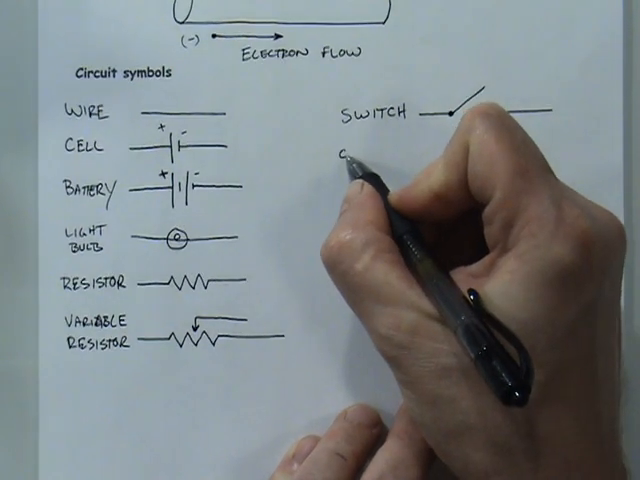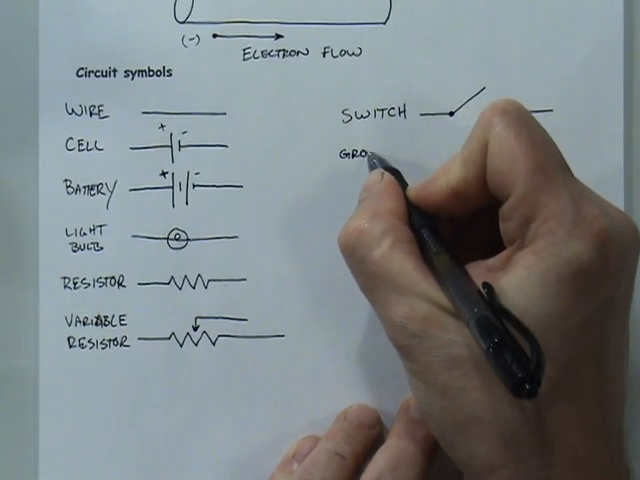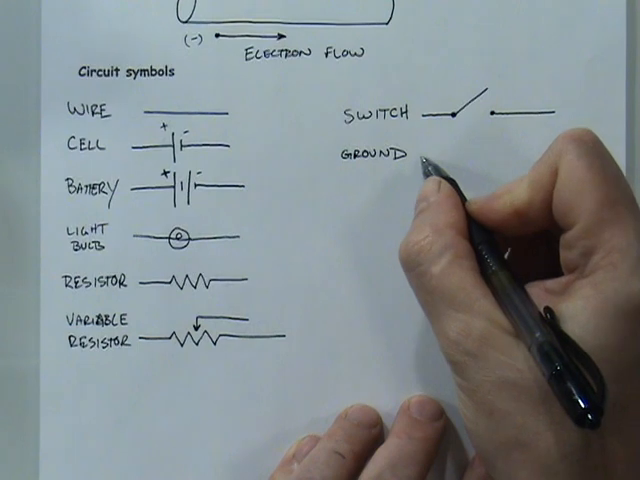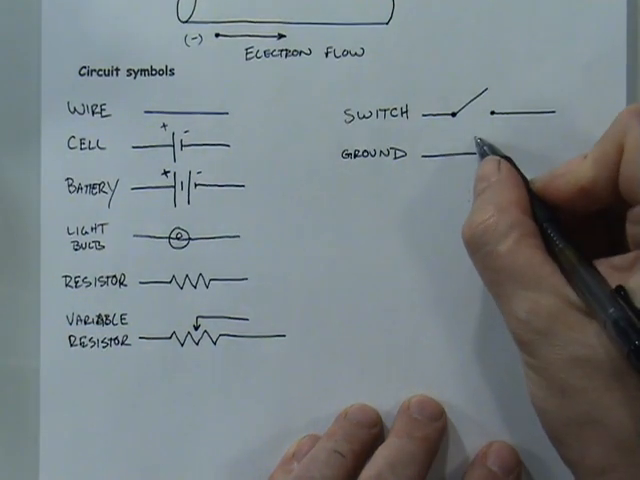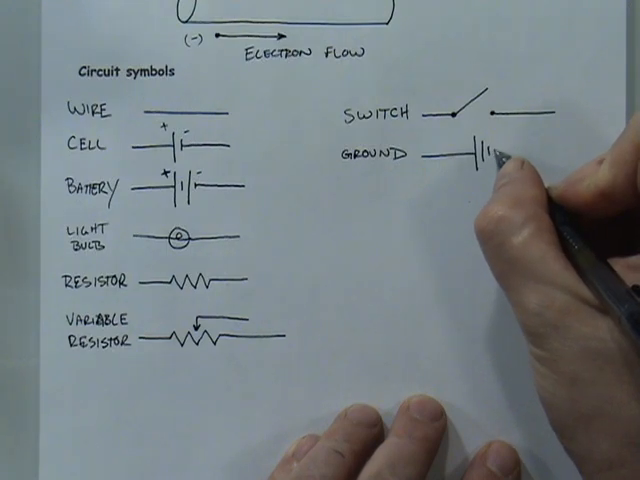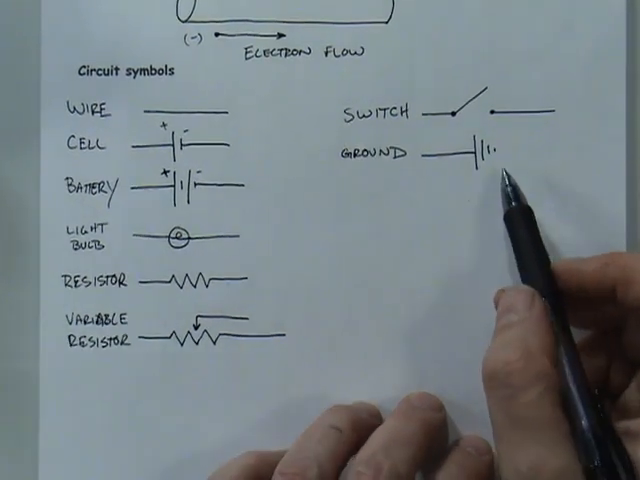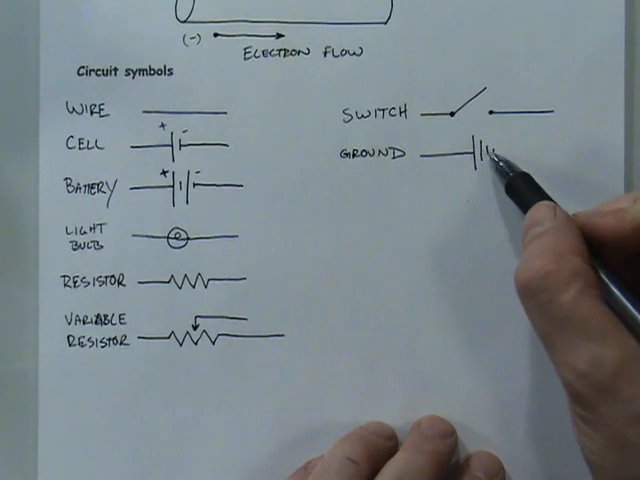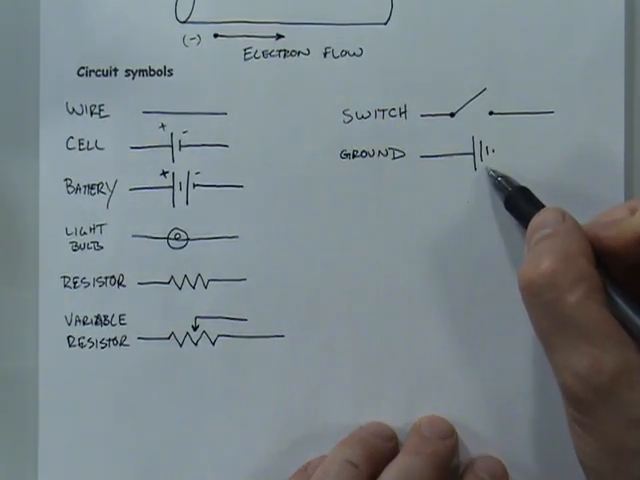Now, one thing that we will not see as much, but you will occasionally see it in diagrams, is something called a ground wire. It looks a little bit like the battery, except that we're going to continue to draw smaller and smaller lines, and then they end. This is really important. This is meant to represent the Earth.